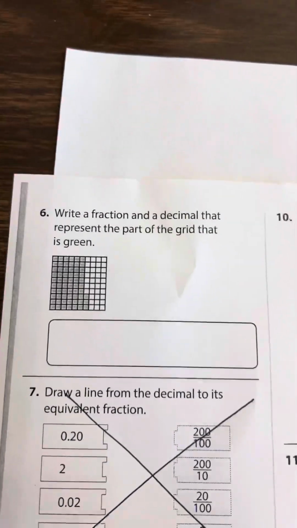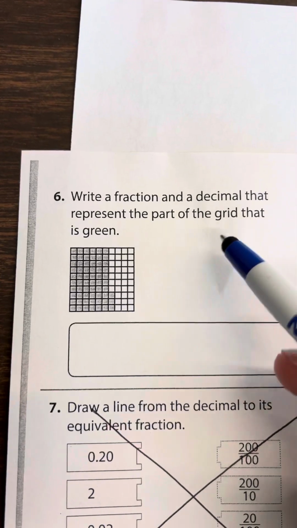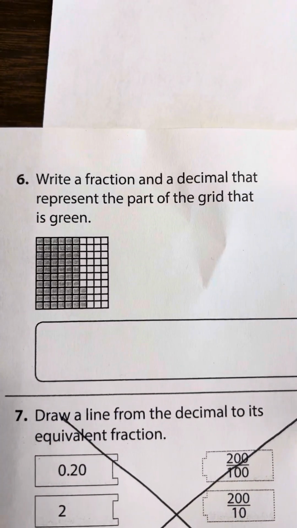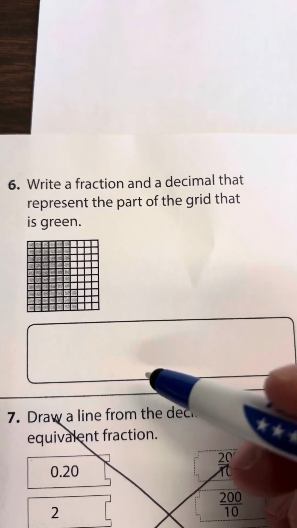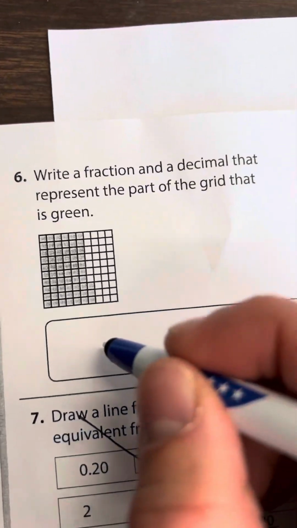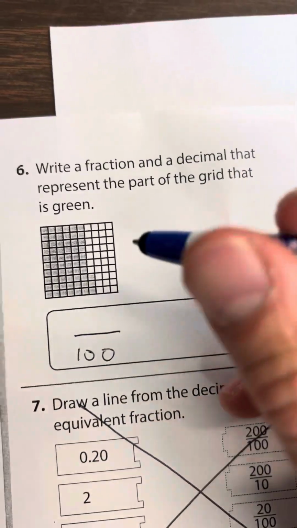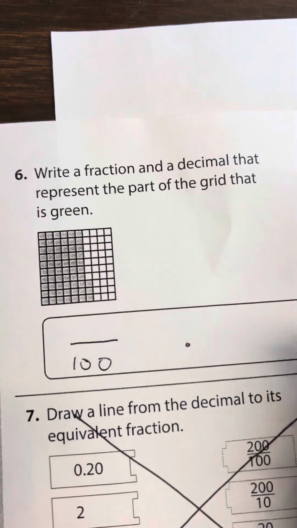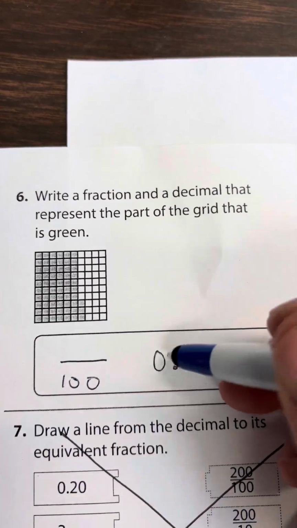Okay, question 6. Write a fraction and a decimal that represent the part of the grid that is green. So looking, I see that this is a hundreds block that is partly colored in. So my fraction is going to have a denominator of 100. My decimal is going to have 2 columns after the decimal place because I need to end not in the tenths but the hundredths.